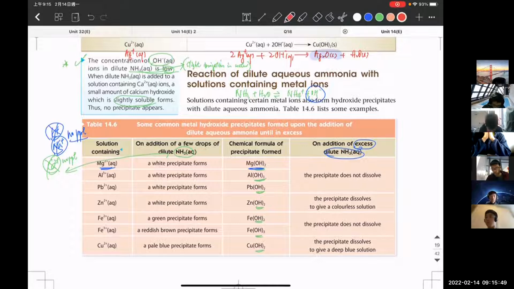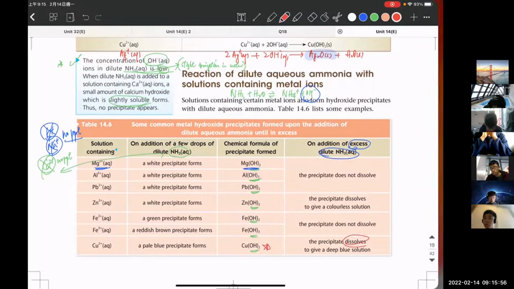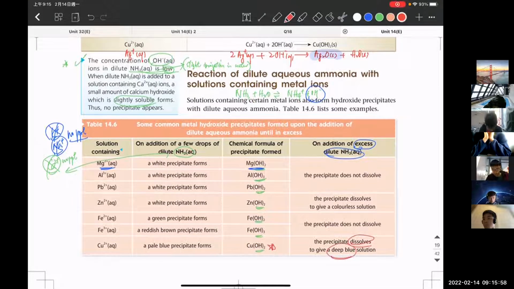The copper(II) ion precipitate will dissolve and give a deep blue solution. Yeah. How about NaOH? If I add excess NaOH, the precipitate still remains. Okay. How about the others? Anyone who can try? There are more observations that are different. Could you search?